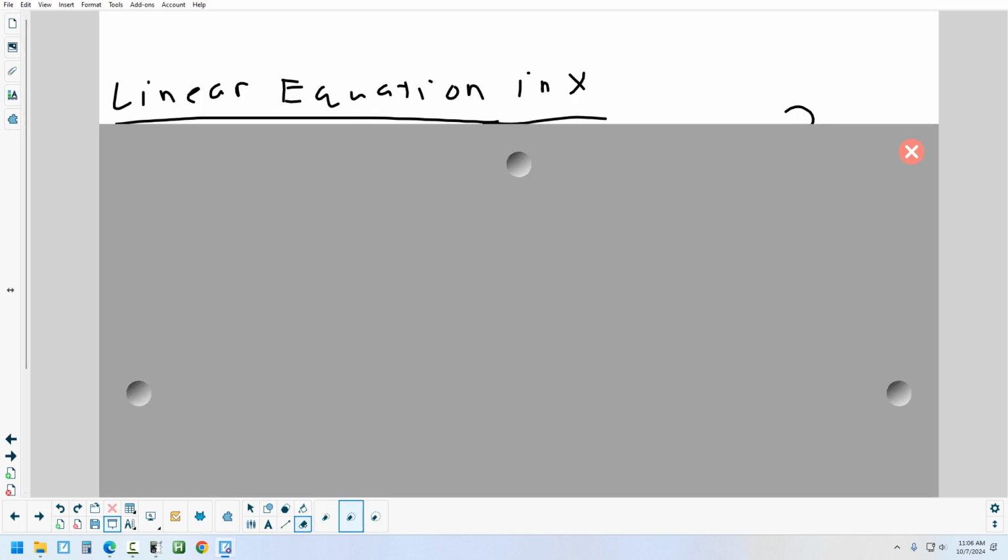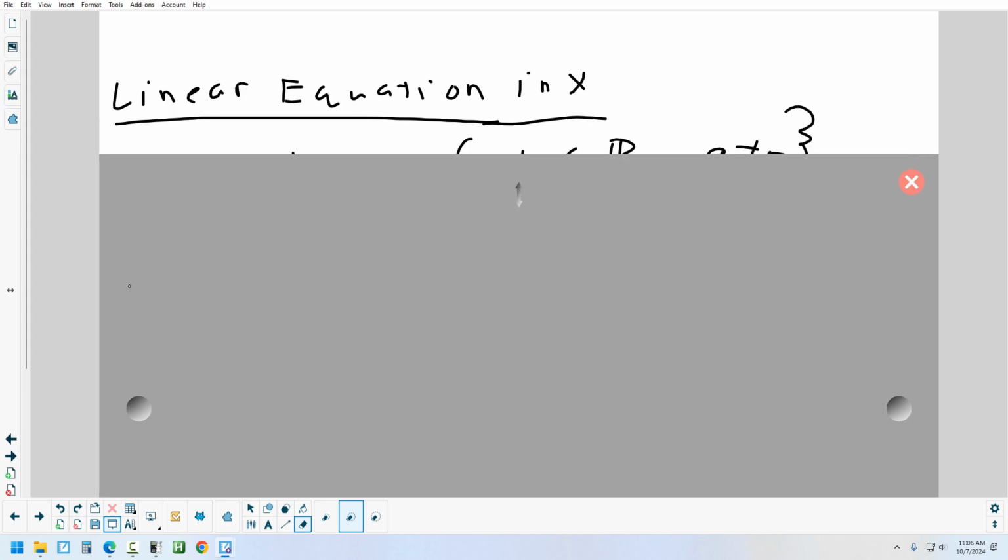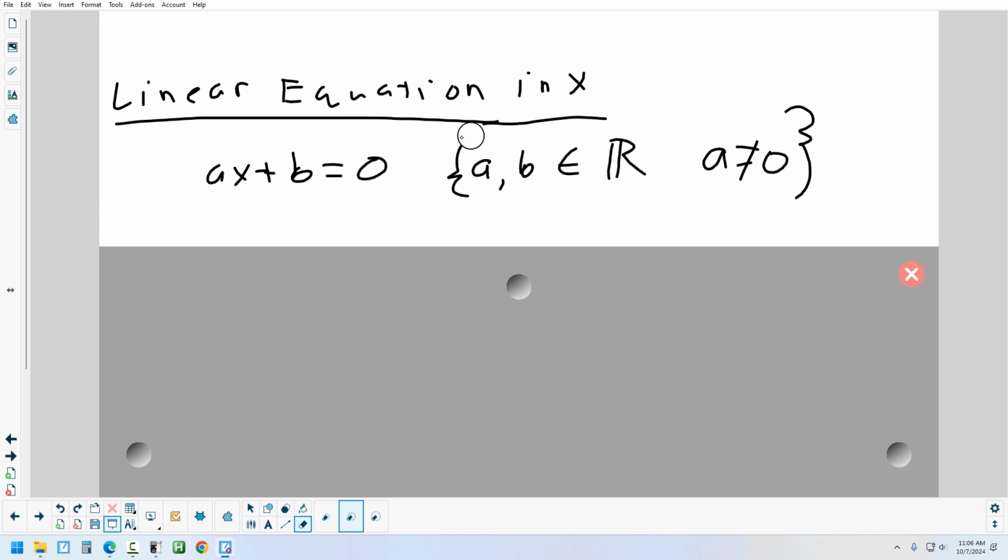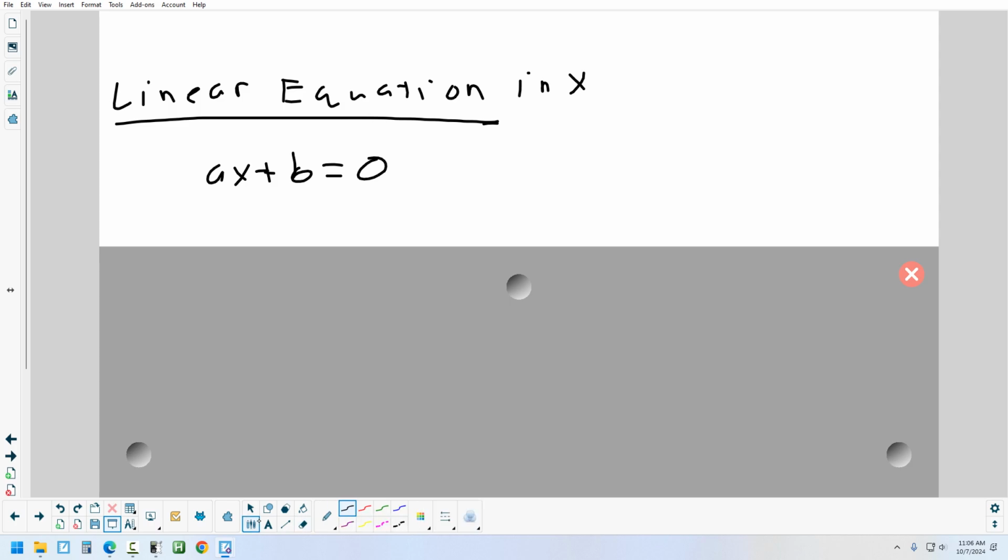All right, so now we're going to talk about 2 types of equations. We're going to do linear first, and we'll do quadratic second. So a linear equation is an equation that can be rearranged to look like that. Something times x plus a number equals 0. So this is a linear equation. And it's exactly in the format that it needs to be.